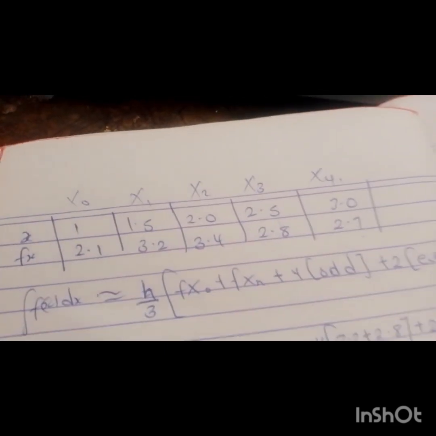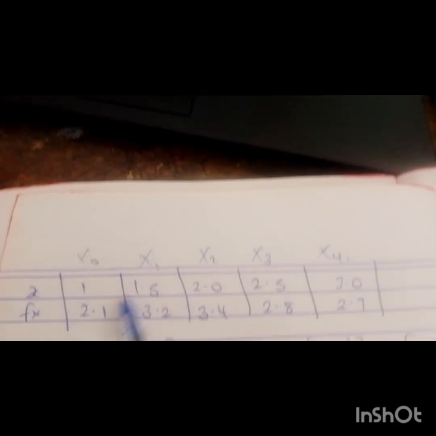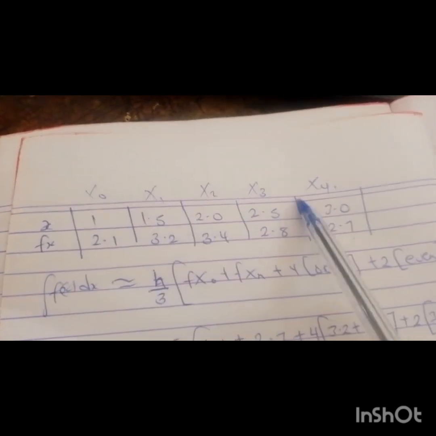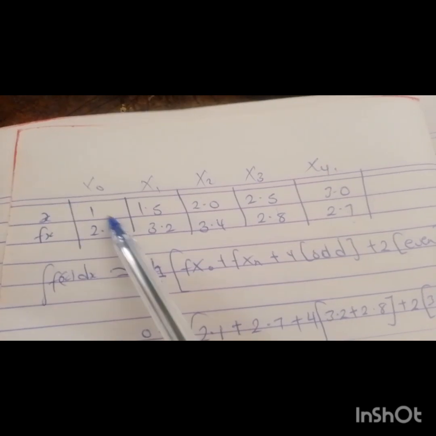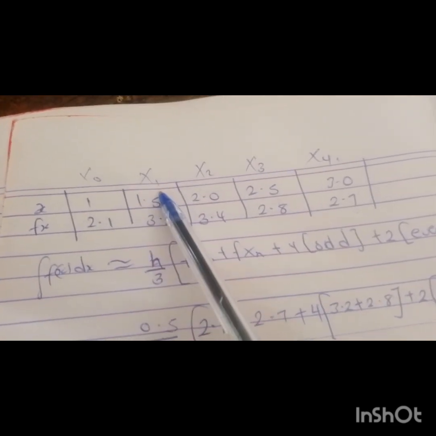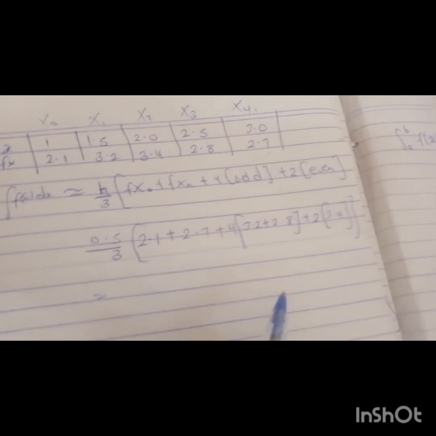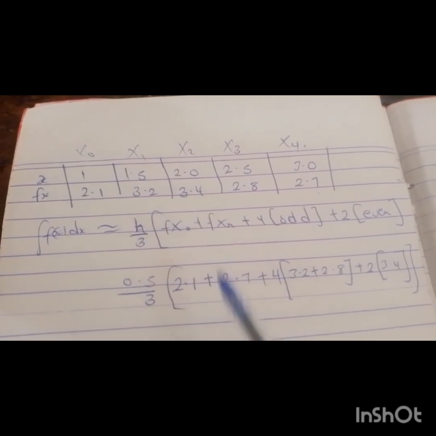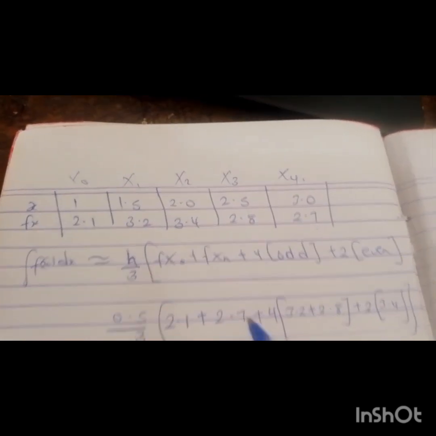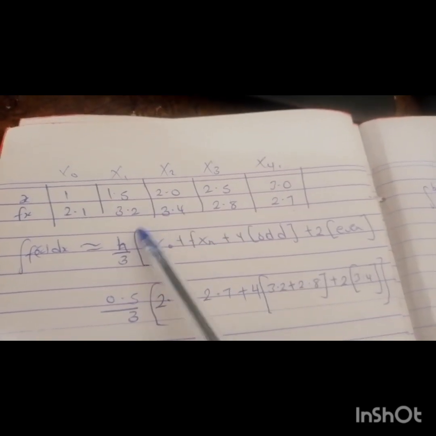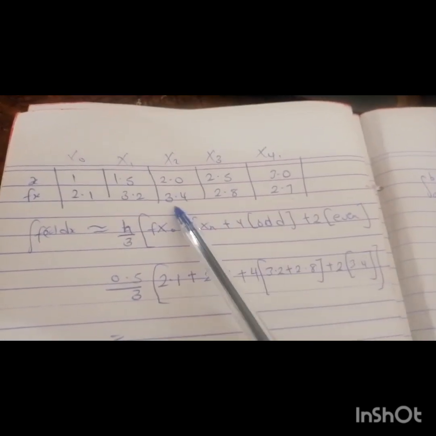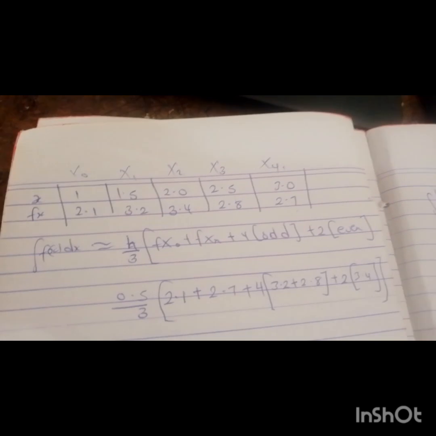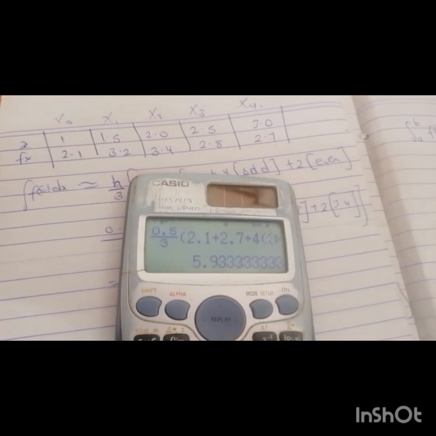I've better illustrated the question so that you can see it clearly. Here we have our f of x, our x naught, x1 in that order. This one becomes our first term, our last term, our odd term. If you do the substitutions, you have h on 3, that's 0.513, plus 2.1 plus 2.7, plus 4 times your odd terms, which are 0.2 and then 2.8, and then you add your final even term, which is just 1 in this case. When you do the computation, you should get something like this.